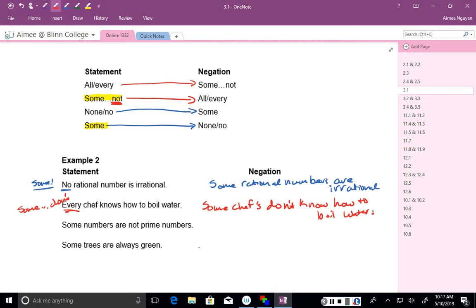So in the third one, some numbers are not prime numbers. So it starts with some, yes, but it also has not. So the some not, the opposite of that is that all do, right? So some numbers are not prime numbers. The opposite would be that all numbers are prime numbers.